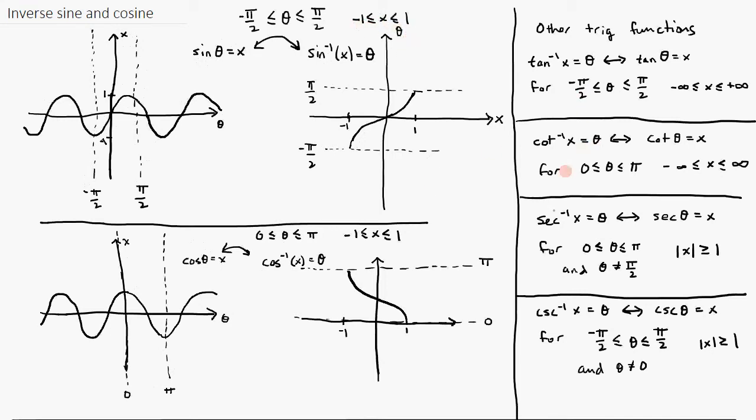And then we can do the same for all the other trig functions, right? So to compute inverse tangent, you think of the angle theta such that if you apply tangent, you get back x. Here the angle has to be between minus pi over 2 and pi over 2, and x can be anything. For cotangent, you think of the angle theta such that if you apply cotangent, you get back x. Here theta is allowed to be between 0 and pi, x can be anything. And then similarly for inverse secant and inverse cosecant.